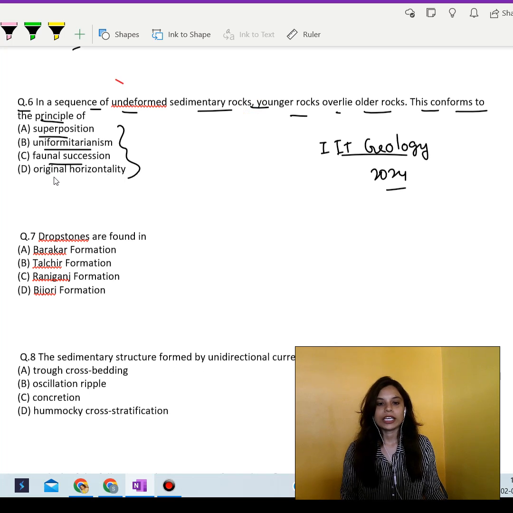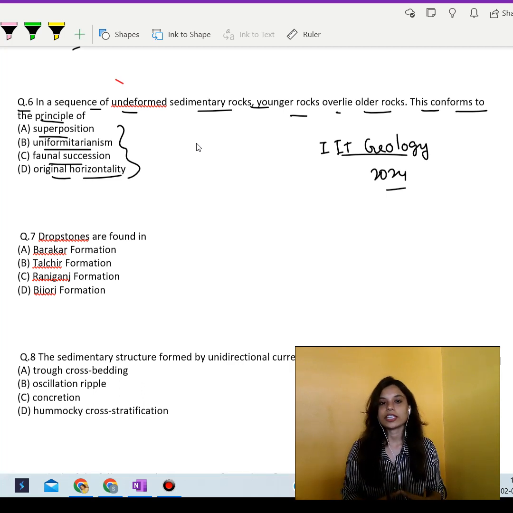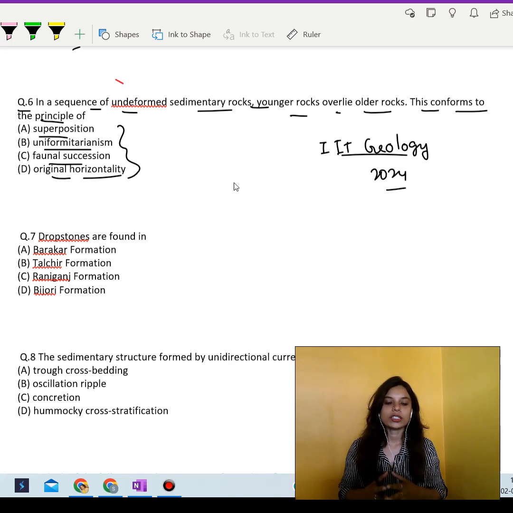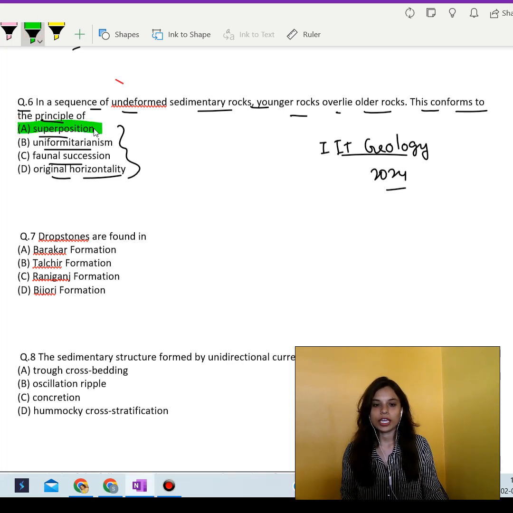Next is original horizontality. Under original horizontality, it's the principle that sedimentary rocks are originally deposited in horizontal layers. While this principle is related to the formation of sedimentary rocks, it doesn't specifically address the order of layers from the youngest to the oldest. So, based on the discussions that we have just made, the correct principle that describes the order of the sedimentary rock layers is superposition. So we are going with option A.